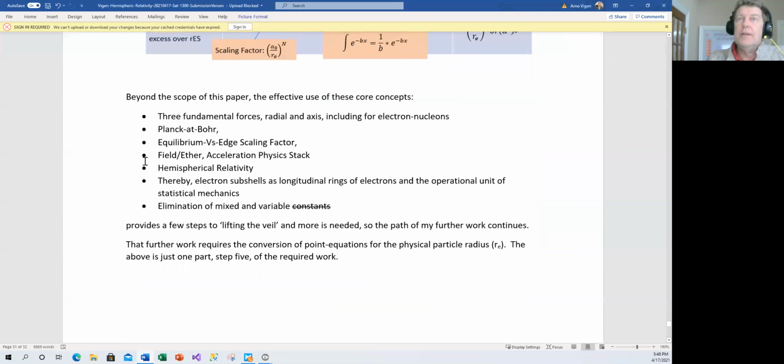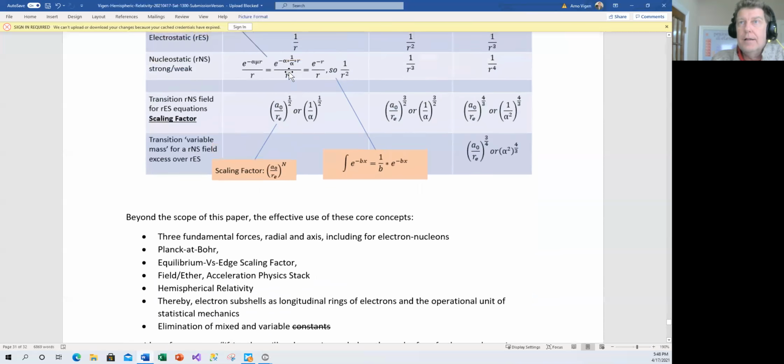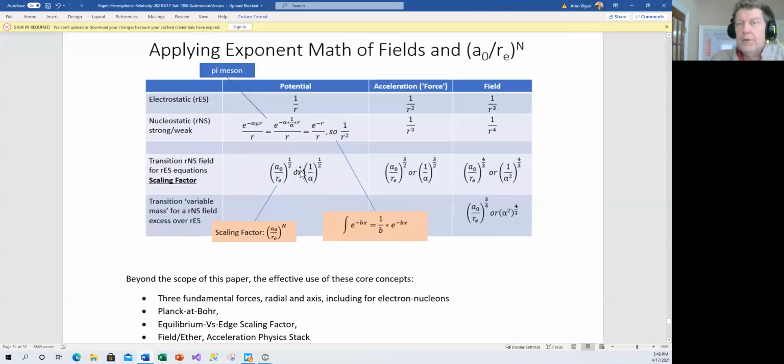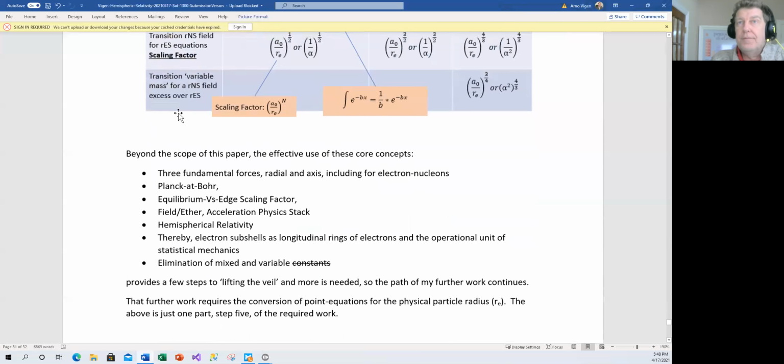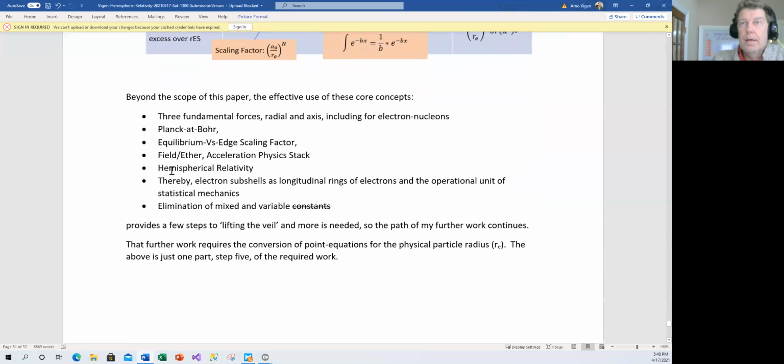And so as you do this, there are three fundamental forces. Planck's strength is at Bohr. There's an equilibrium versus edge scaling factor. And there is this field or ether acceleration physics stack that you then have to apply to the different fundamental forces. And now I've added, you have to have hemispherical relativity, because this is not an XYZ orthogonal system. Those two directions, you have to know which direction you're pointing and measuring, because that changes the calculations.